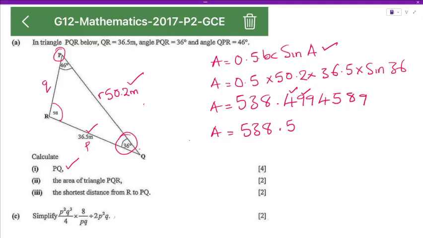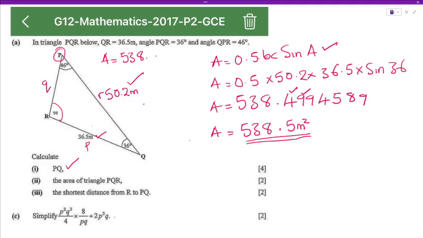Area is always squared, but then you need to check what unit they are using in the question. They're using meters here, you can see that is at 36.5 meters, so you're going to put meters squared. If they're using kilometers in your question, you're going to put kilometers squared. That's how you find the area of that triangle. Do we have any questions?